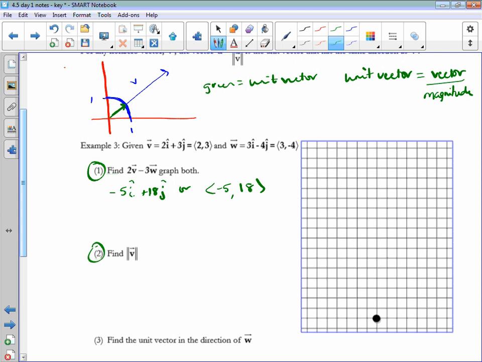All right, and then the magnitude of this. Did you do the nice, easy shortcut? The magnitude of v is just the square root of 2 squared plus 3 squared. So 4 plus 9, where we get the square root of 13. Yes? Okay, that's just using that magnitude formula. It's really the Pythagorean theorem, just shortened, because you're starting from the origin. Questions on 1 or 2?